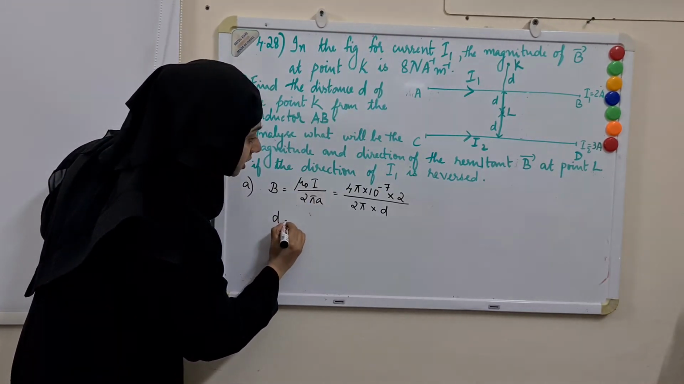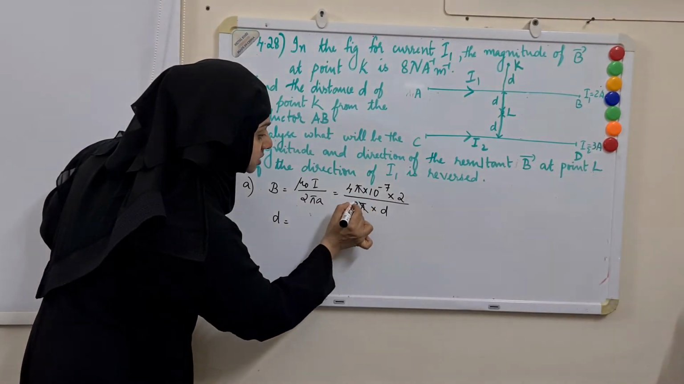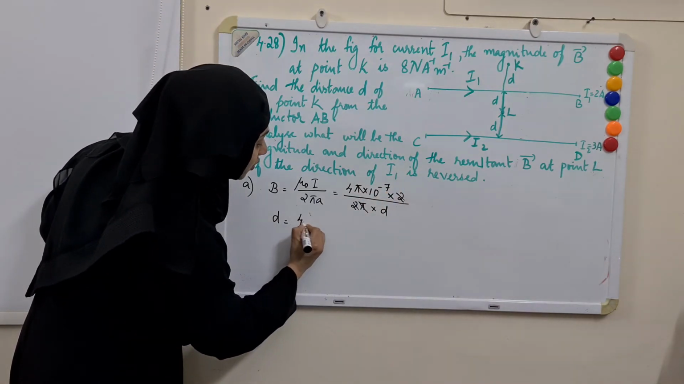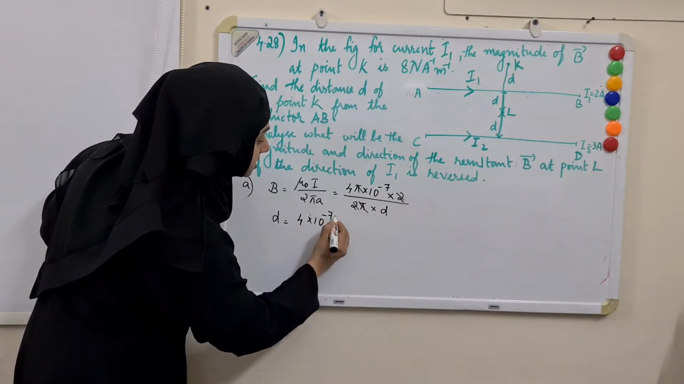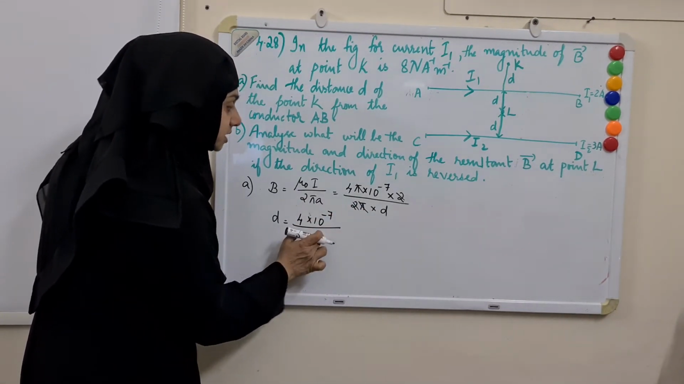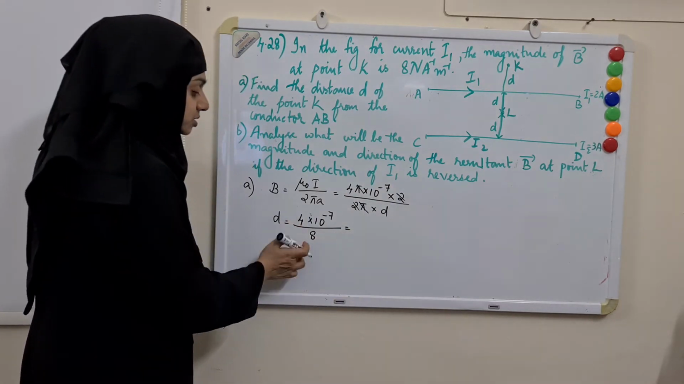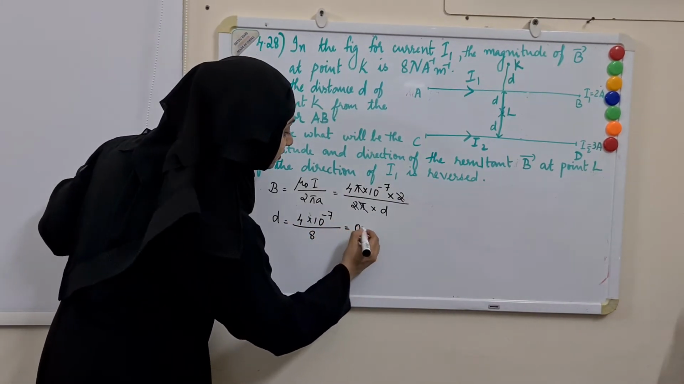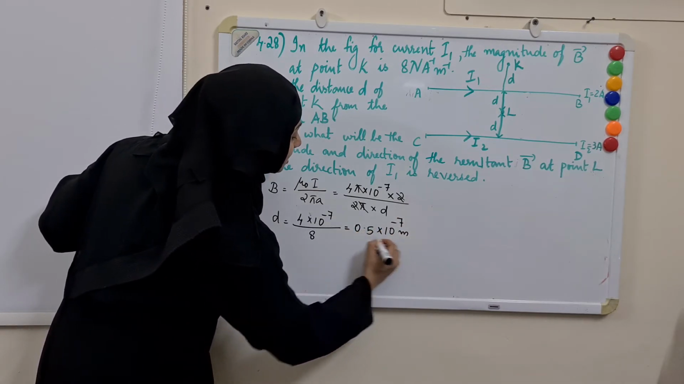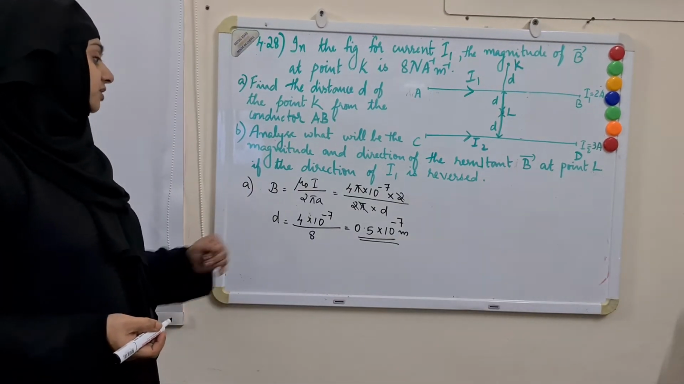So D is equal to, I am keeping all the rest same. I can cancel this pi and this 2, right? So what is remaining here? 4 into 10 raised to minus 7 divided by, instead of D, B will come. What is B? 8. So let me put 8 here. So this is equal to 4 by 8, 0.5 into 10 raised to minus 7 meters. So we found D. That was straightforward.